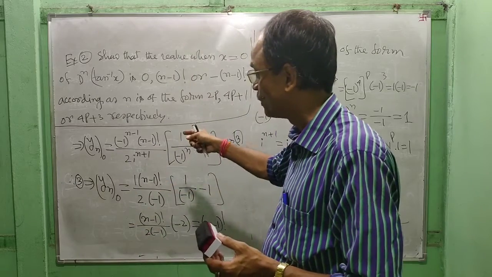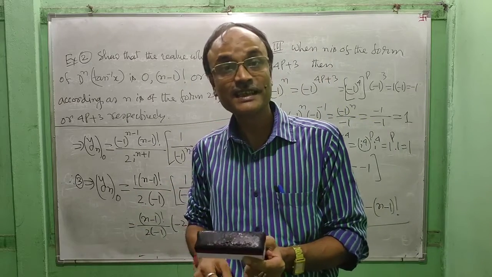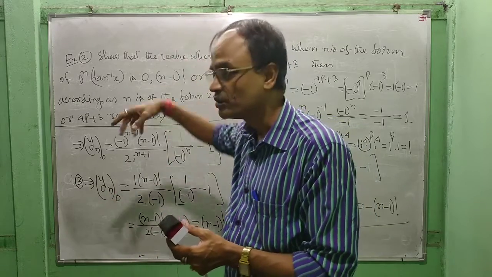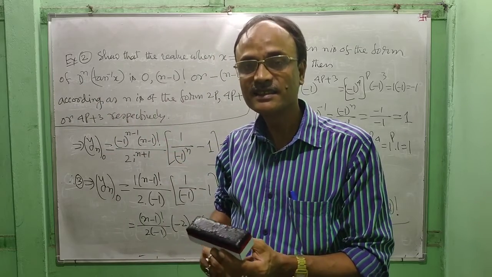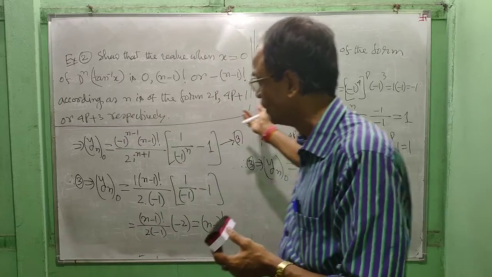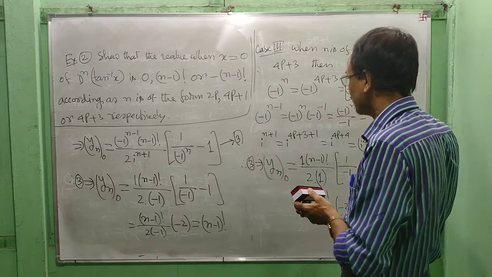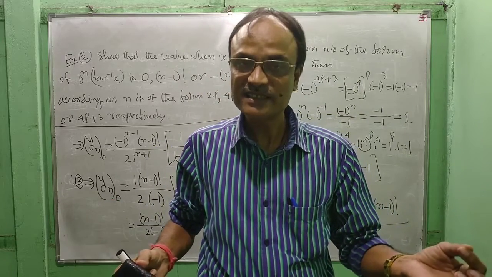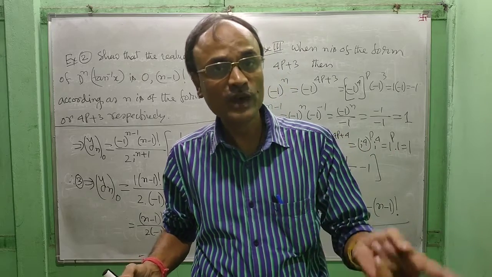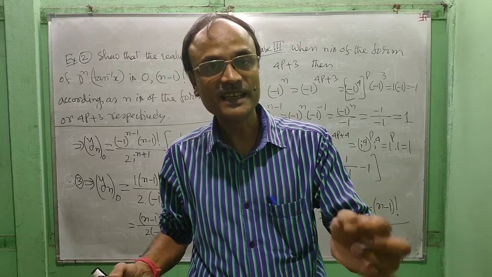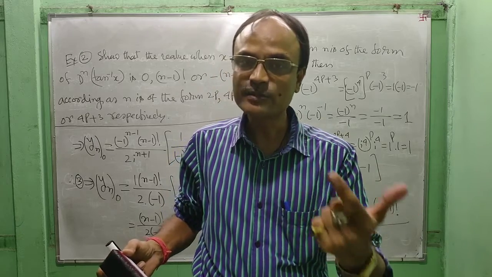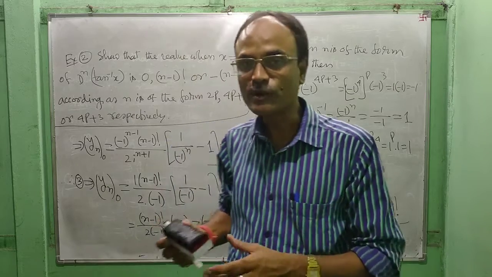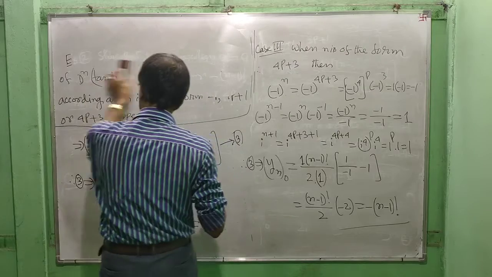Also, if it is of the form 4p plus 1, this means if you put p equal to 1, 2, 3 like that, then you will get the nth differentiation for x is equal to 0 is factorial n minus 1. And when n is of the form 4p plus 3, then the result will be minus factorial n minus 1. Perhaps you understand this. Let us take another problem.